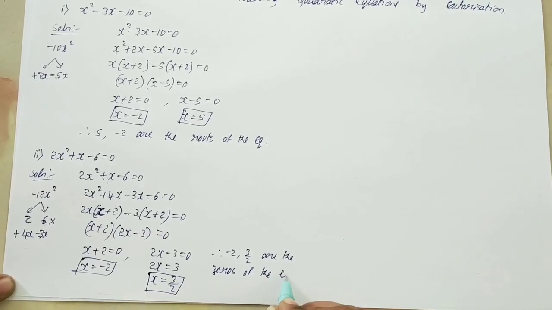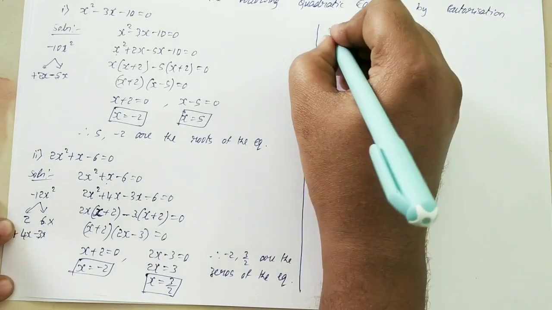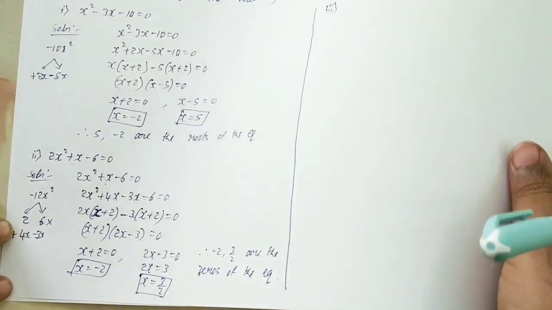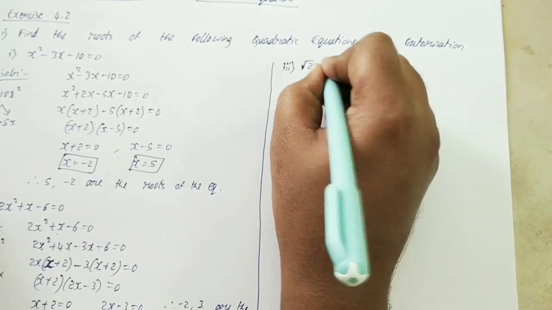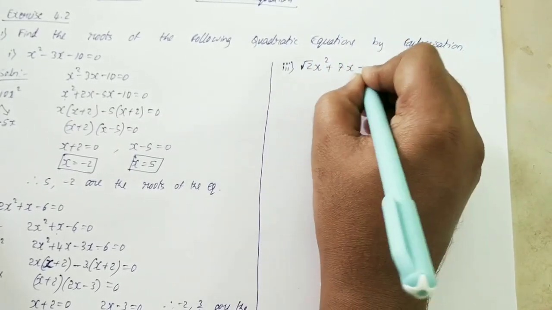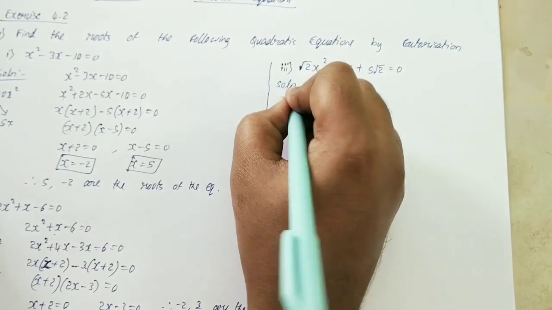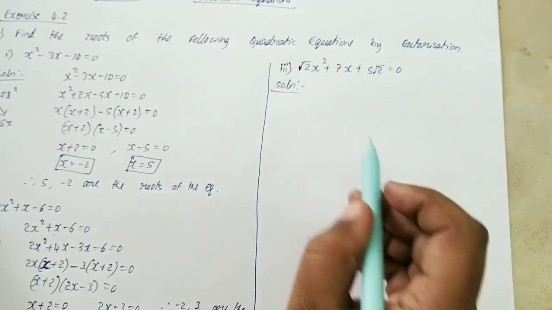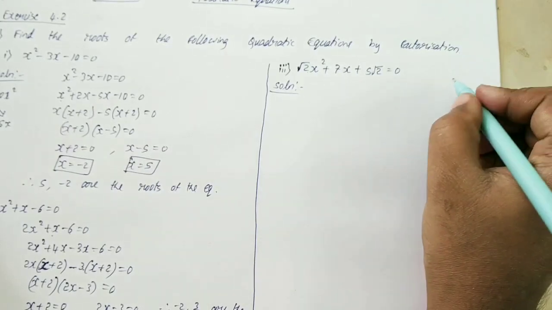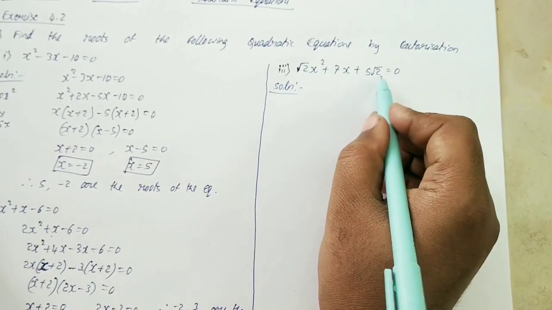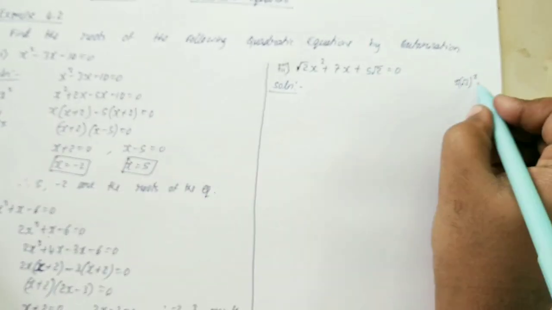of the equation. Next, third sub question, root 2x square plus 7x plus 5 root 2 is equal to 0. So what is the first step? We have to multiply the first and last term, right? So what will it become? Root 2 into 5 root 2, it will become 5 root 2 whole square into x square, right?